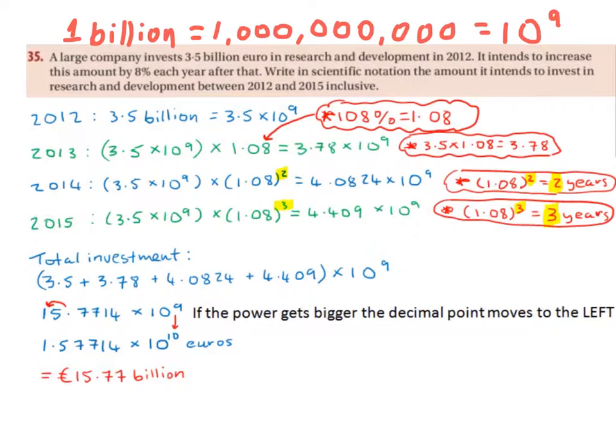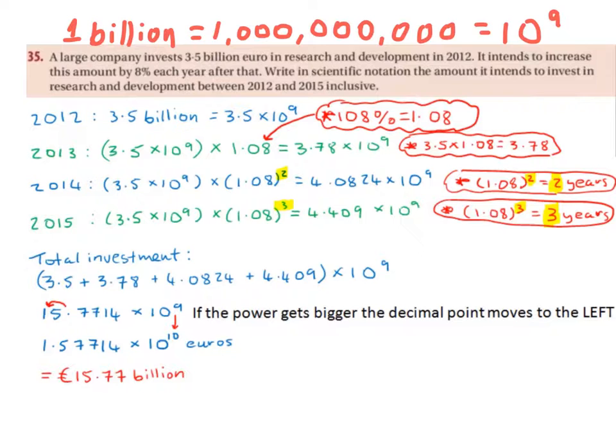Now what we want to do is add our 4 answers together. So 3.5 times 10 to the power of 9 plus 3.78 times 10 to the power of 9 plus 4.0824 times 10 to the power of 9 plus 4.409 times 10 to the power of 9. Now when we are adding or subtracting in scientific notation, we have to make sure that our 10 is to the same power. And if it's not, we'll have to rewrite our number so that the powers are matching. But the powers are already matching for us. So we can straight away just add up the decimal numbers.